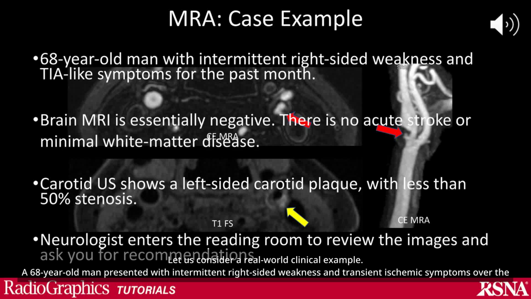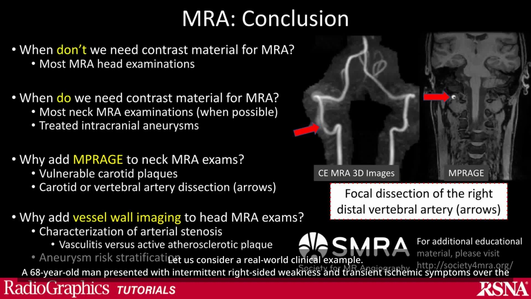Let us consider a real-world clinical example. A 68-year-old man presented with intermittent right-sided weakness and transient ischemic symptoms over the course of a month. His brain MRI was essentially normal, showing no acute infarction and only minimal white matter disease. Carotid ultrasound demonstrated a left-sided plaque with less than 50% stenosis. In this scenario, contrast-enhanced MRA revealed additional information not apparent on ultrasound, prompting further discussion between the neurologist and the radiologist regarding management. This case underscores how MRA provides incremental diagnostic value beyond conventional imaging.